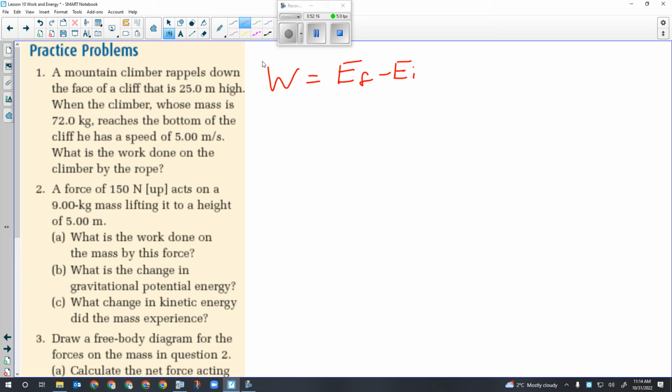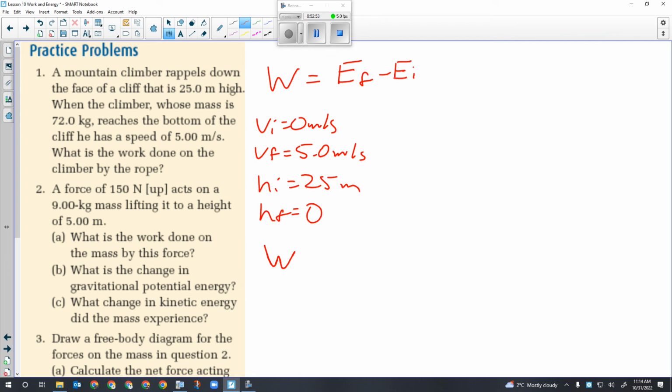What I know here is the height, and I know the mass, and I know the final speed. What do you suppose the initial speed is? 0. Right. So I can say my initial speed is 0 meters per second. My final speed is 5.0 meters per second. My initial height is 25 meters, right? And what's my final height? 0. So can I expand this formula out so that I have final mechanical and initial mechanical energy?